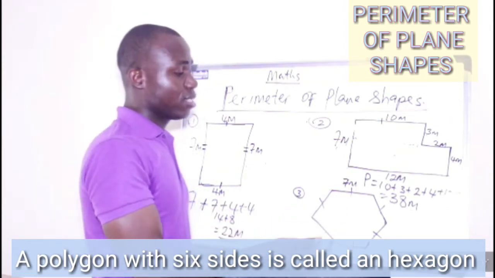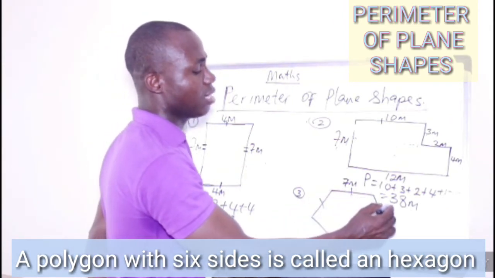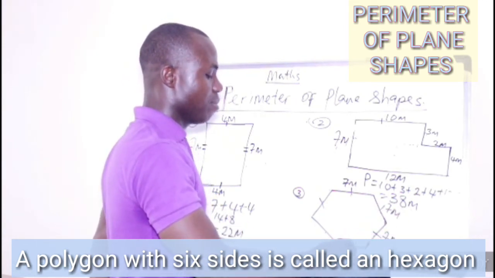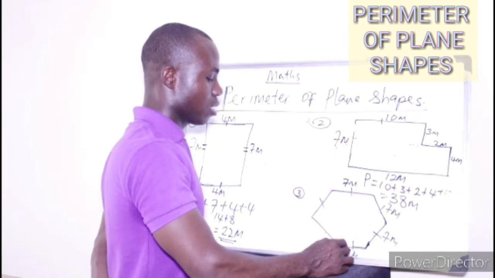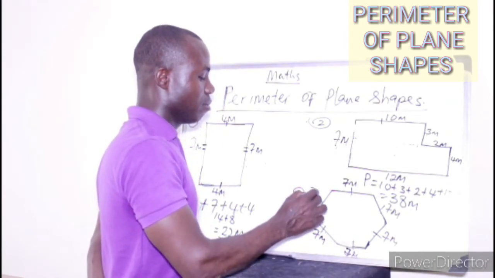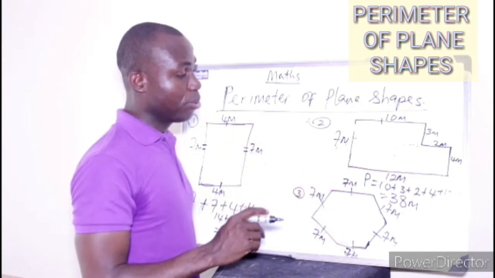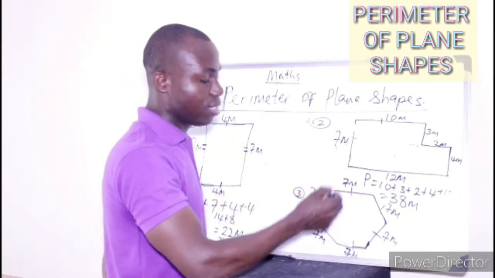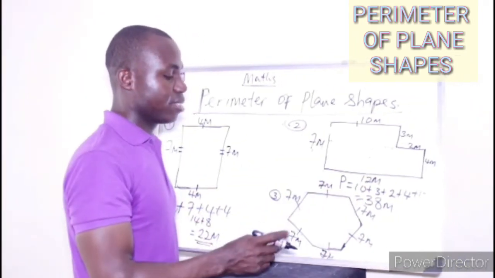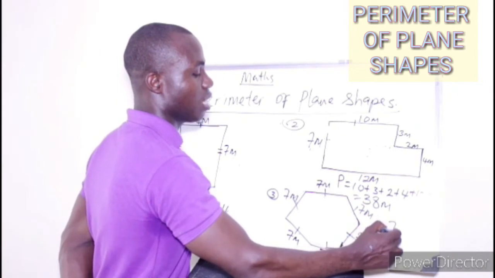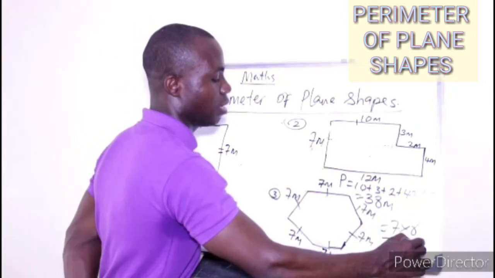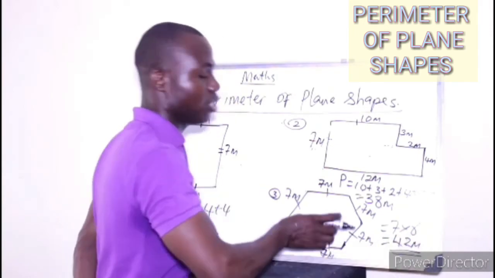So what this means is, if here is 7 meter, this also must be 7 meter, 7 meter, 7 meter, 7 meter, 7 meter. So there are two options. Either you can say 7 times 6 or 7 plus 7 plus 7, added 6 times. That will still give you the same thing. So 7 times 6 is equal to 42 meters. So this is the perimeter of this shape.